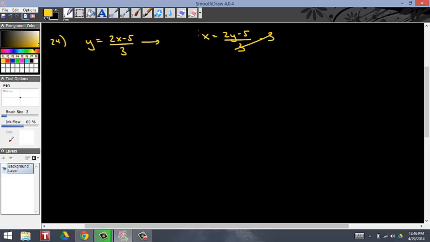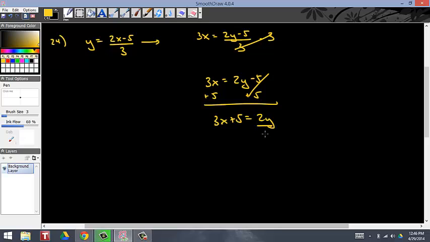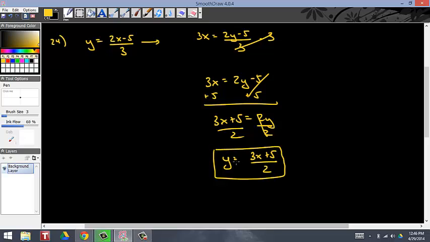I'm going to multiply both sides by 3. So I get 3x equals 2y minus 5. Then I add 5 to both sides. So I get 3x plus 5 equals 2y. You divide both sides by 2. So you get y equals 3x plus 5 divided by 2. And that's as far as you need to go with this problem.